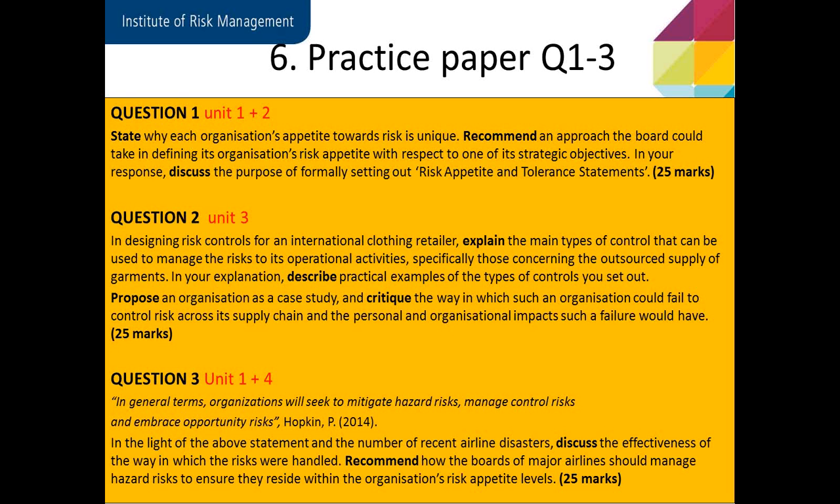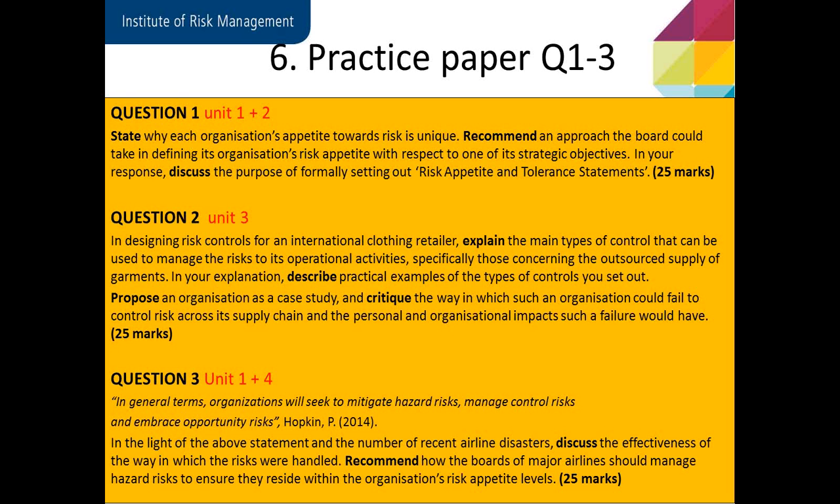And it specifically asks you then to apply it to outsourcing. So you could talk about what we mean by outsourcing supplier garments, and talk then about some of the risks that are relevant in that particular area. You've got to talk about the risks in order to think about the types of control that are applied. Describe the practical examples of the types of controls you'd set out.